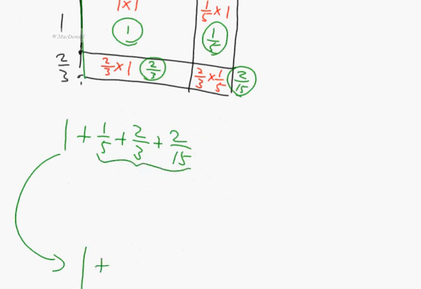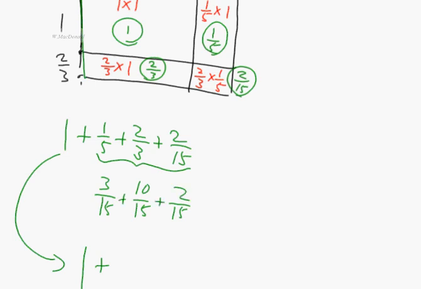So if I'm adding those 3 fractions together, the first thing I need to get is a common denominator. In this case, I'm going to use 15. And 1/5 is equivalent to 3/15. These are the same value. 2/3 is equivalent to 10/15. And 2/15 just stays as 2/15.